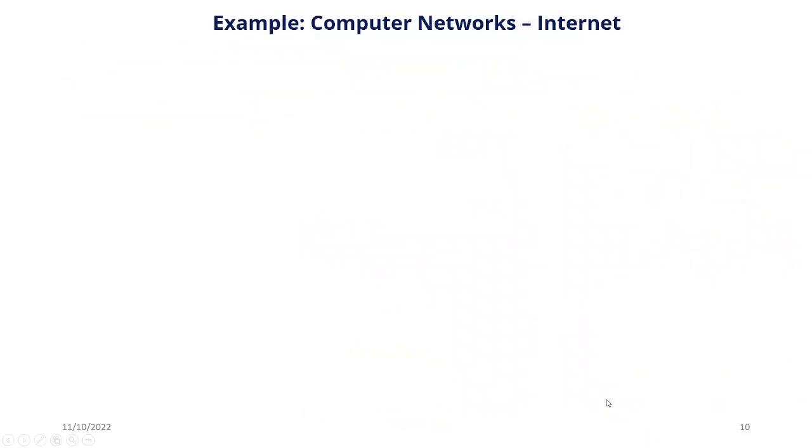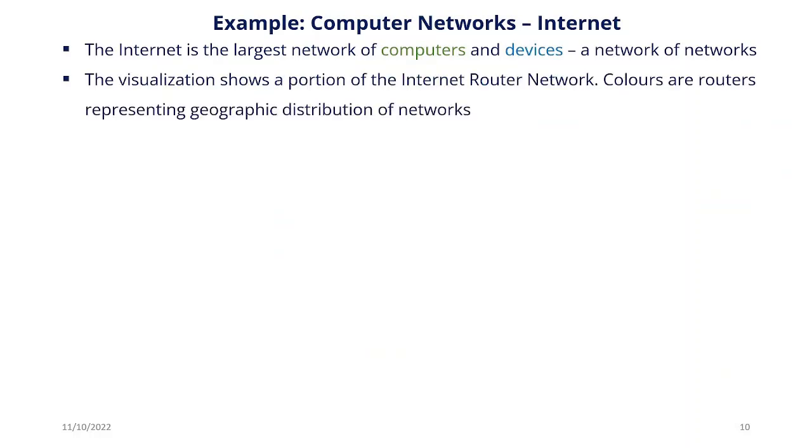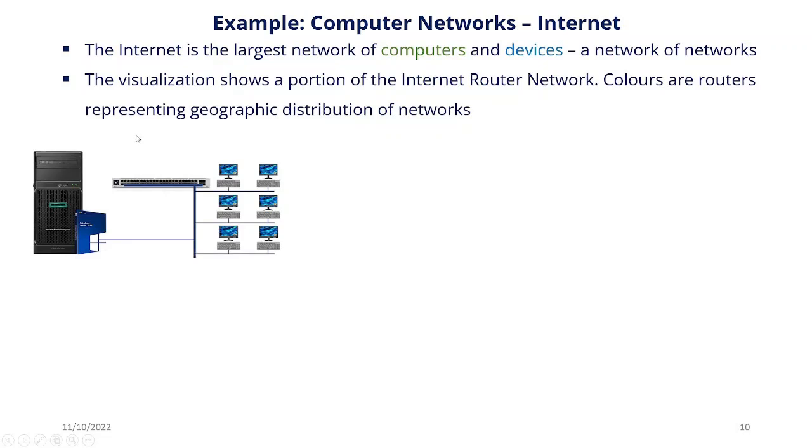Another example is computer networks, the internet. The internet is the largest network of computers and devices. It's a network of networks. So we see a visualization here. This is a sample of a computer network. What you see on the left hand side is a server, which is usually a big connector that has a router by which workstations or all other computers in the organization can connect to the server computer.